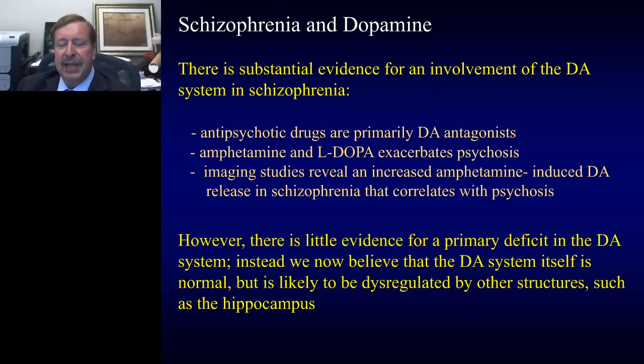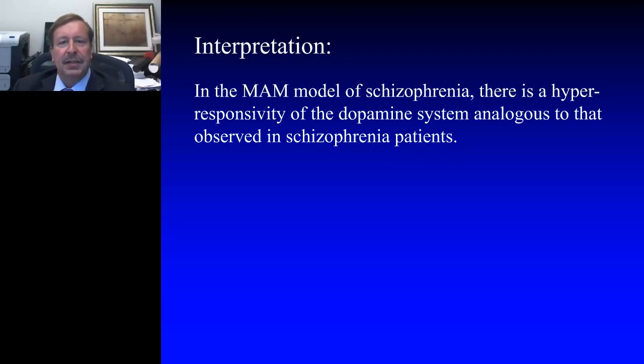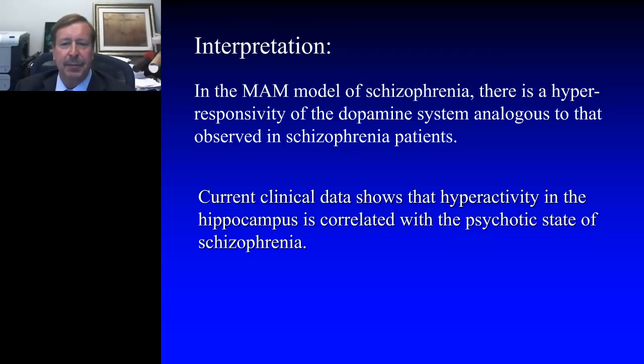However, despite years of research, there's little evidence for a primary deficit in the dopamine system itself. Instead, we now believe the dopamine system itself is probably normal, but it's dysregulated by other structures, and one key structure seems to be the hippocampus. So in the MAM model of schizophrenia, there's a hyperresponsivity of the dopamine system that's functionally analogous to what's seen in schizophrenia patients. And current clinical data shows that hyperactivity in the hippocampus using functional MRI correlates with the psychotic state of schizophrenia.